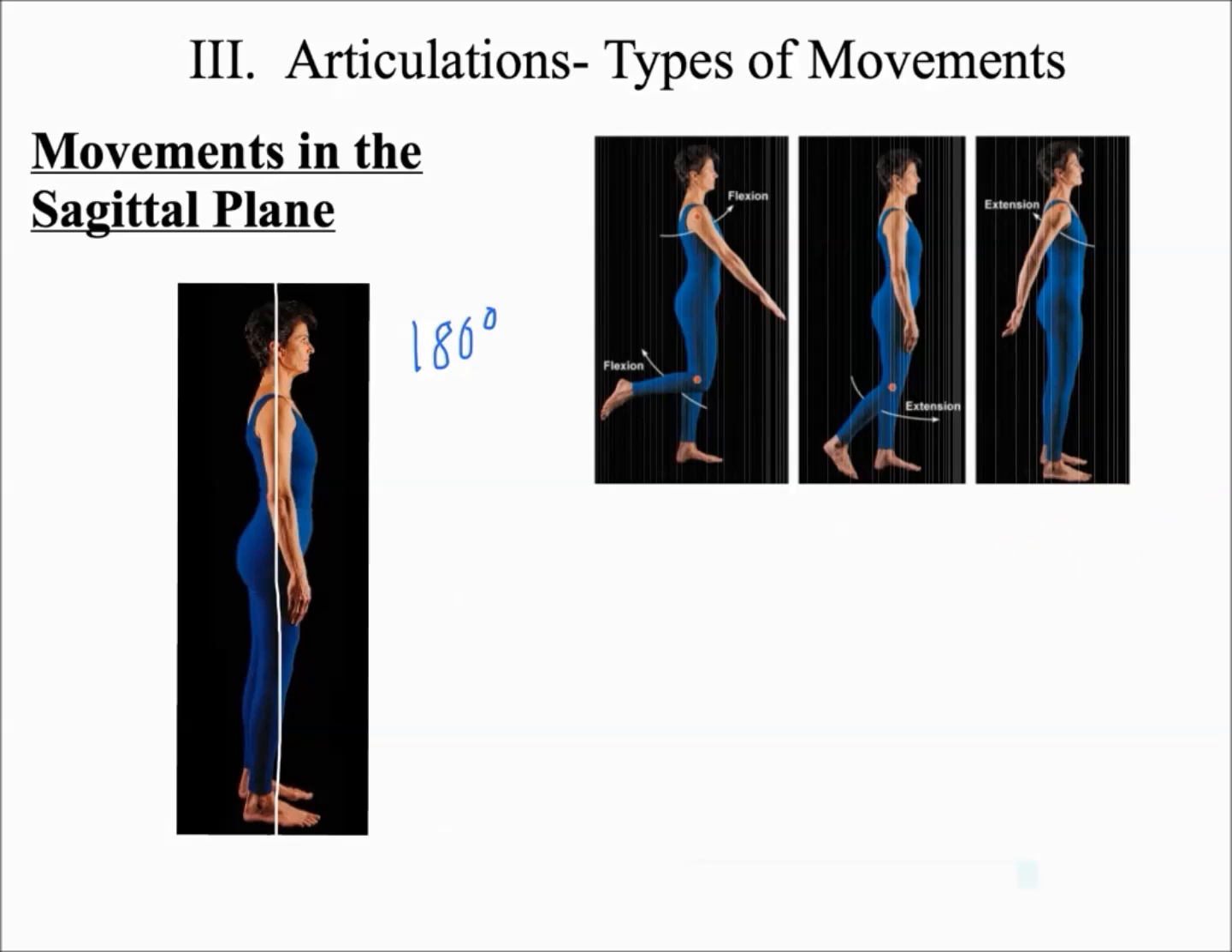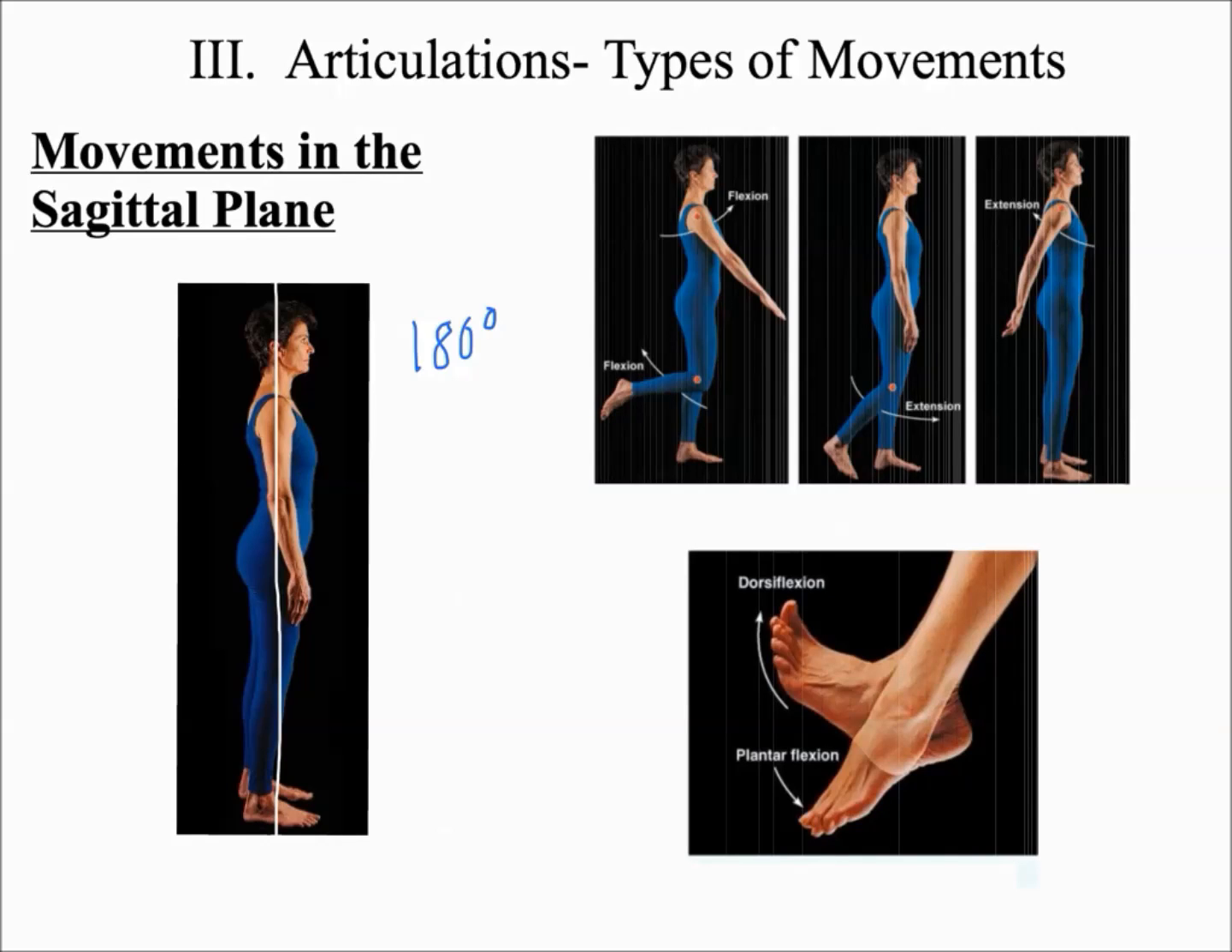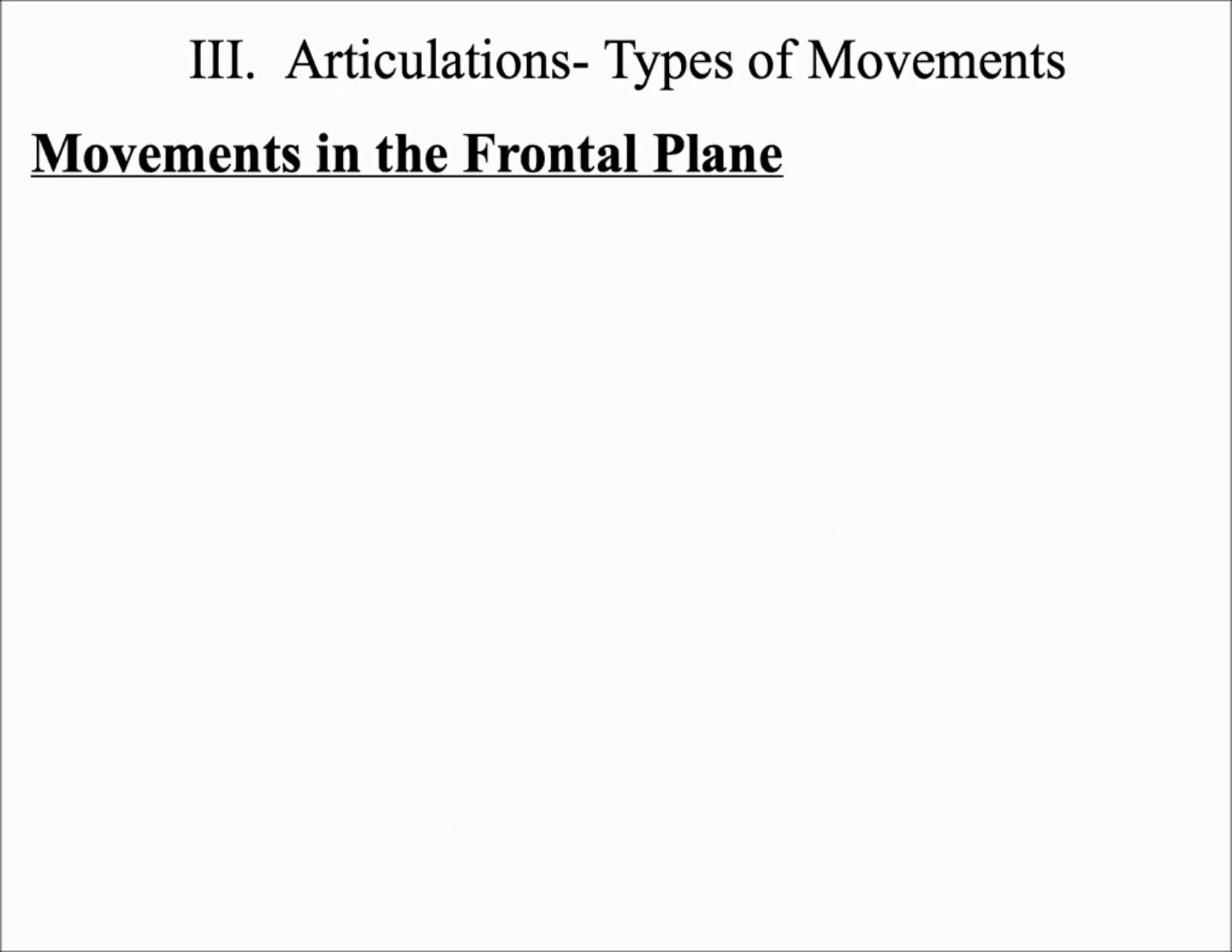There are 2 special movements that occur in the sagittal plane that occur in the ankle. They are called dorsiflexion, which is pulling your toes toward your knees, and plantar flexion, which is pointing your toes away from your knees. The next type of movements are movements that are parallel to the frontal plane.